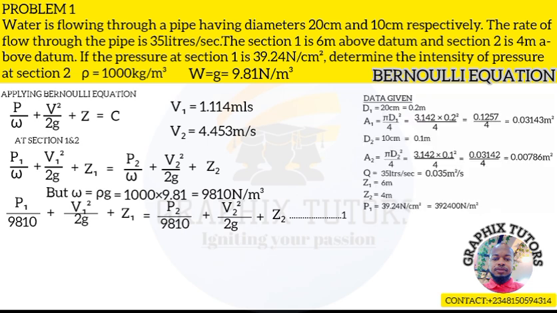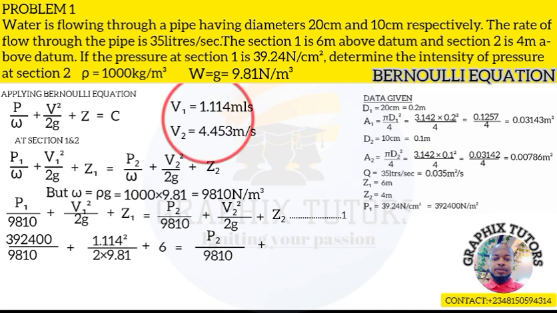So let's start putting our values. For P sub 1, it is 392,400 divided by 9,810, plus V1, which is 1.114, squared, divided by 2 times G, 9.81, plus Z1, which is 6, equals P2, that's what we're looking for, over 9,810, plus V2, given as 4.453, squared, divided by 2 times 9.81, plus 4.